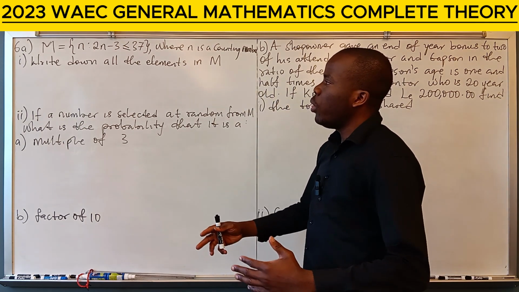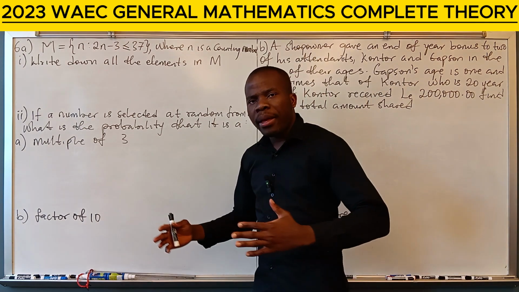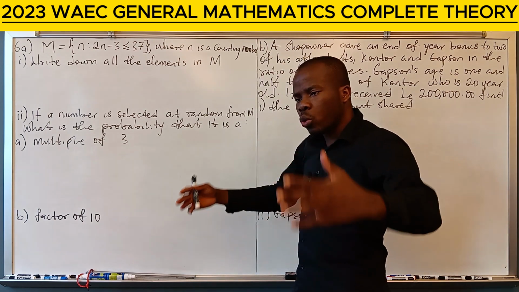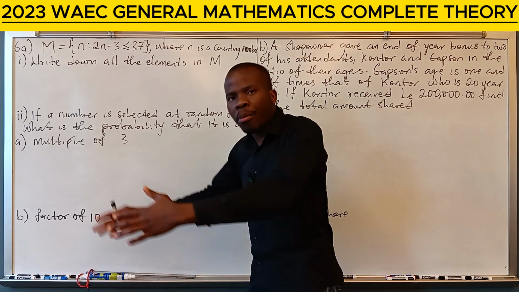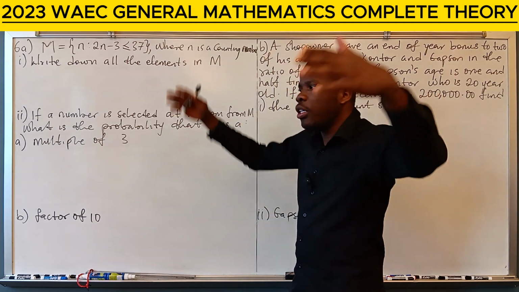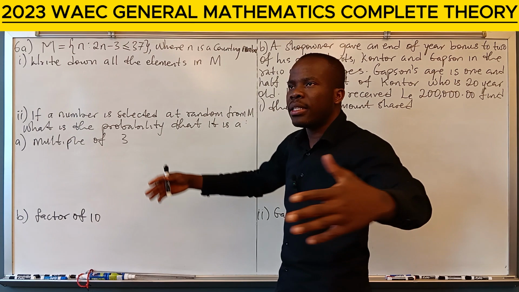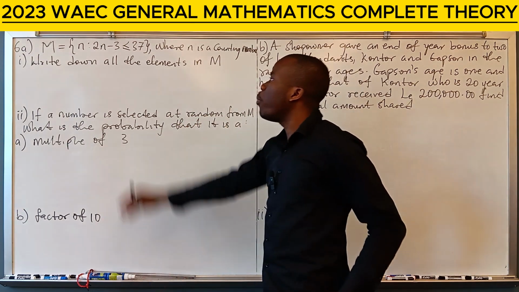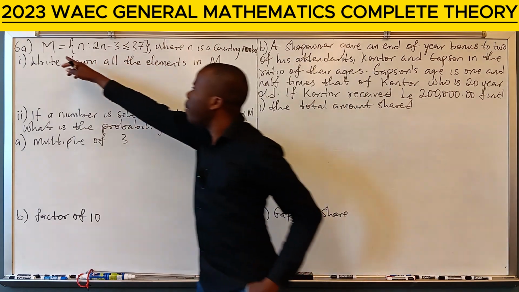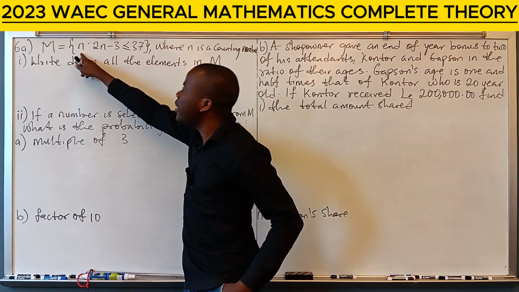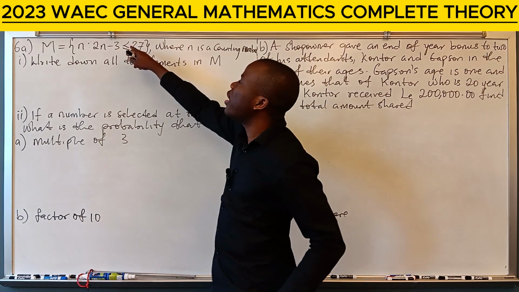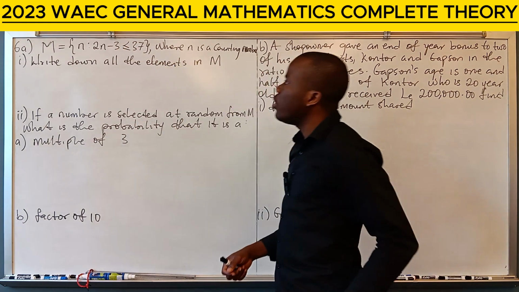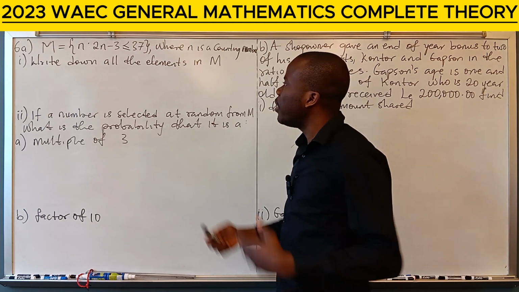So they define M in set builder notation. We can use various ways. We can use interval form when we use the brackets, the square bracket, and the parentheses. But in this case, they use set builder notation. We must know how to read this. M is the set of n such that 2n minus 3 is less than or equal to 37. So we have to solve this inequality to find what n is, the range of n.